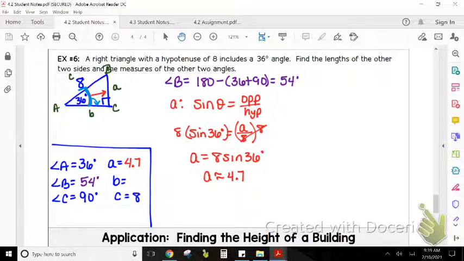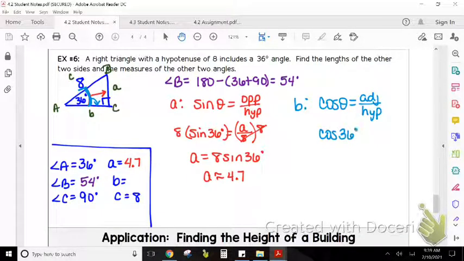I'm sorry, side B is adjacent. I misspoke. So they gave me... I'm looking for the adjacent, and I know the hypotenuse. Adjacent, hypotenuse, that is cosine. So I'm going to use the fact, to find B, that cosine of theta is equal to adjacent over hypotenuse.